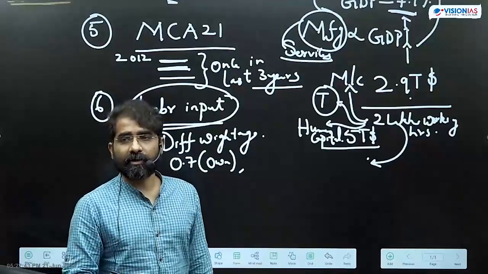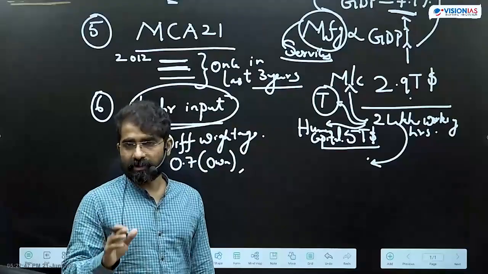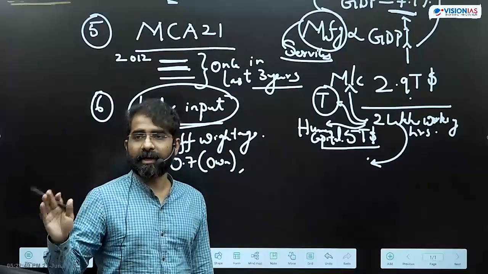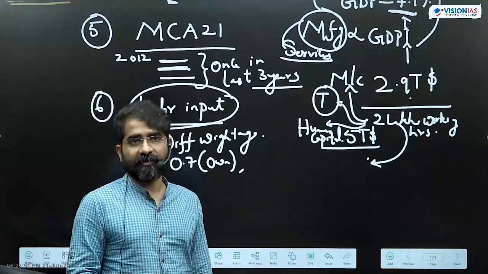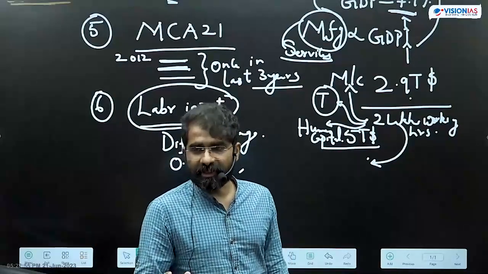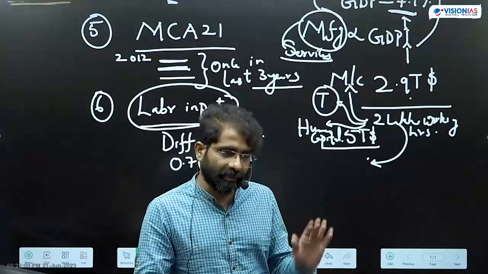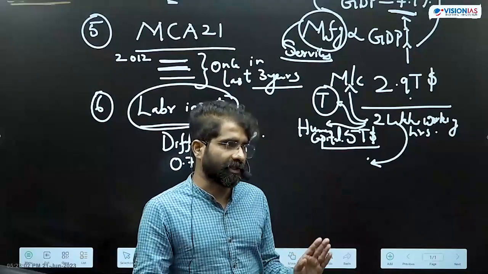Then in the new methodology, instead of factor cost, what have they come up with? They have started calculating GDP at market prices. So the official GDP of India is no more GDP at factor cost, it is GDP at market prices only.